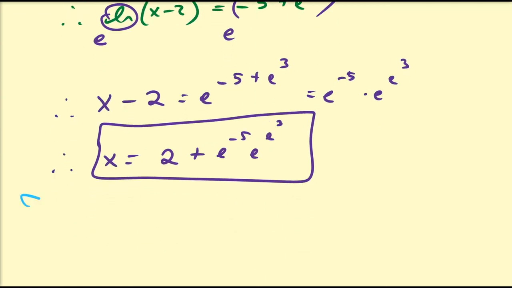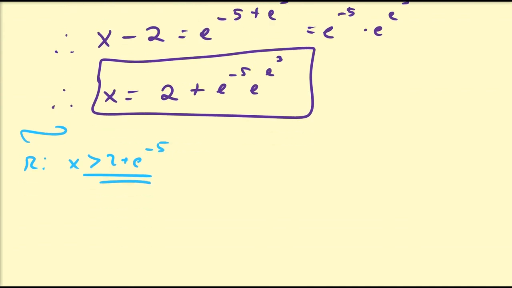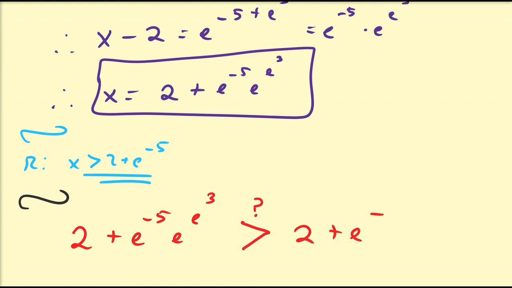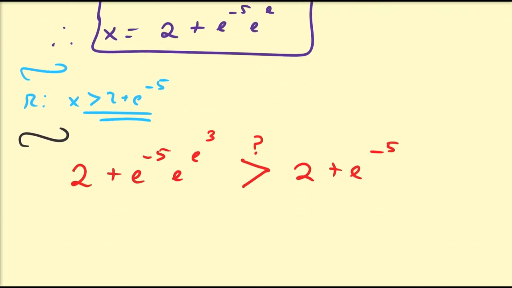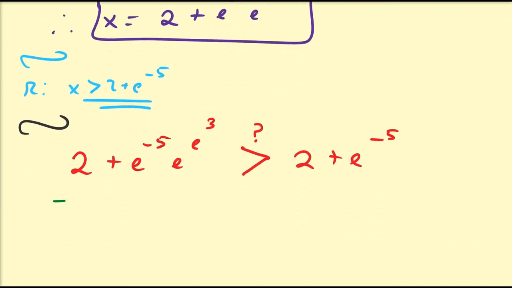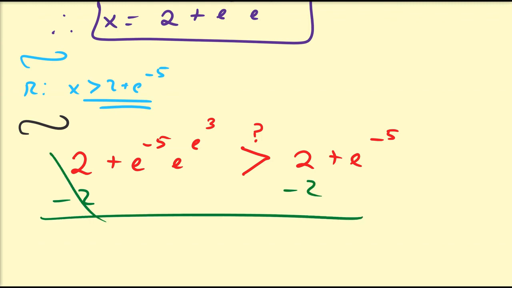So now we need to check this with a restriction. So remember our restriction was that x must be greater than 2 plus e to the minus 5, right? So we need to ask ourselves, is this number that we have satisfying this inequality, right? So our question, 2 plus e to the minus 5 times e to the e cubed, is this greater than 2 plus e to the minus 5? So let's see if we can manipulate this question into an equivalent question for which we can trivially know the answer to.